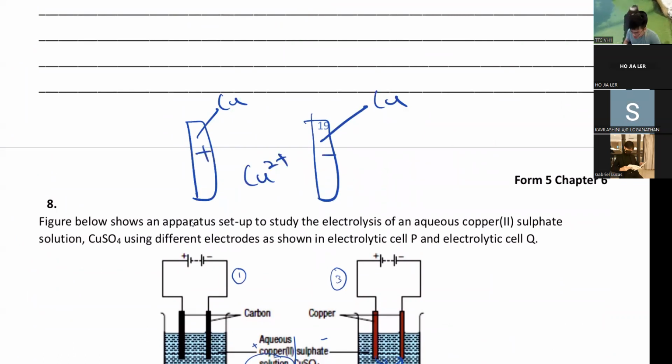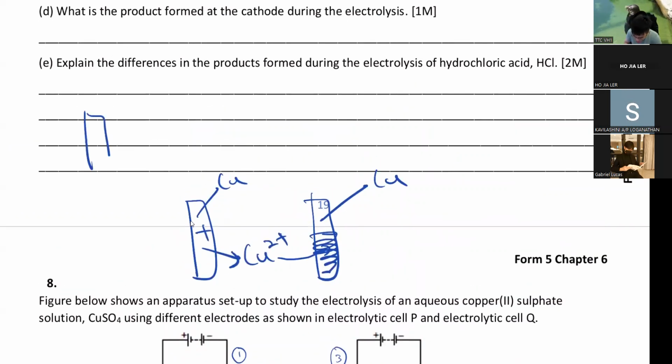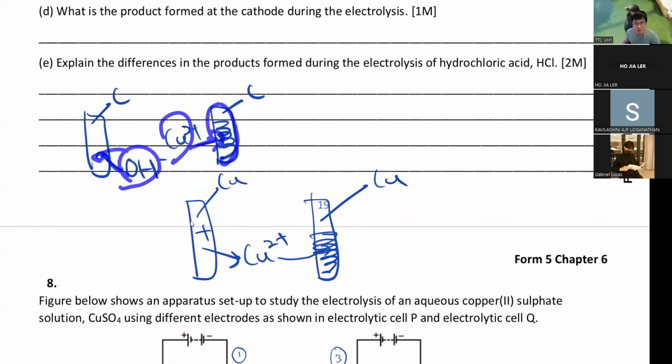For situation 3, copper will come here and stick. Copper will jump in to replace. Because usually, in situation 1 and 2, if this is carbon, copper will come here and stick. Hydroxide will come here and stick. I am kicking this guy out, I am kicking this girl out.